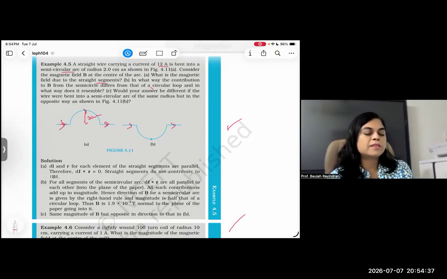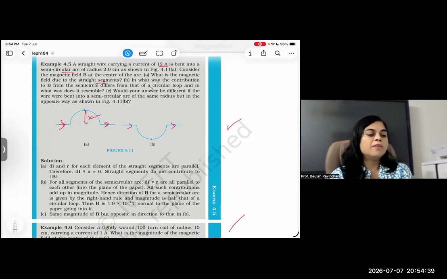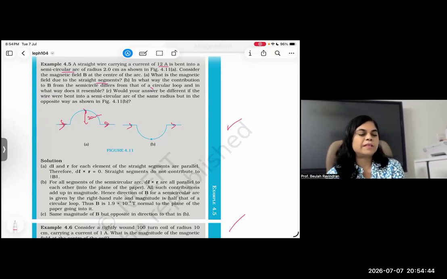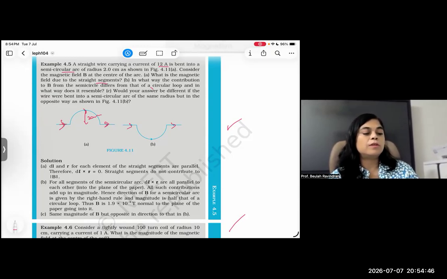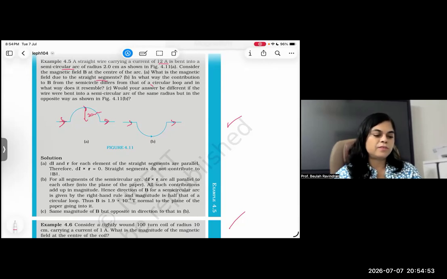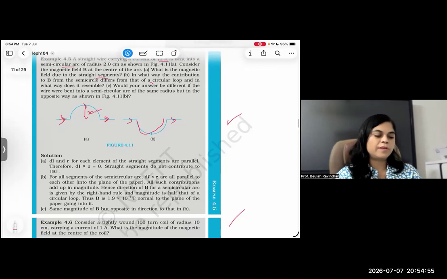In what way does the contribution of B from the semicircle differ from that of the circular loop, and in what way does it resemble it? That is another question. Would your answer be different if the wire were bent into a semicircular arc of the same radius, but in the opposite way like this? So these three questions have to be solved.